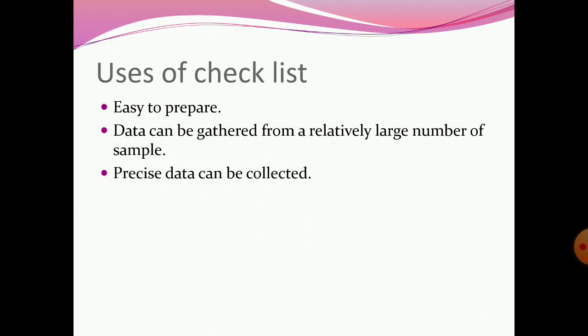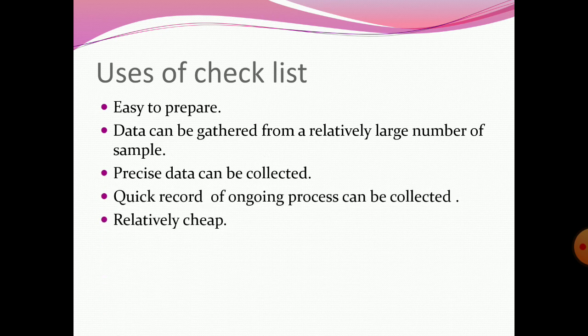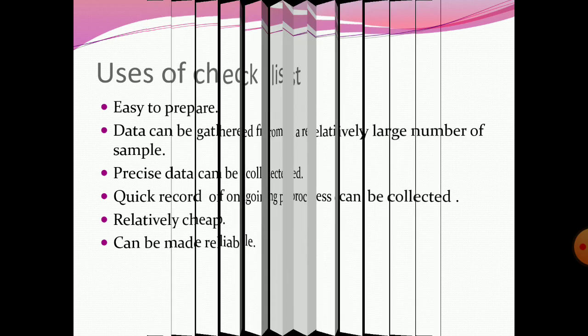Now here are the uses or advantages of checklist. A checklist is very easy to prepare. We can collect data from a relatively large number of samples. Precise data can be collected. Quick record of ongoing process can be collected. It is a relatively cheap tool. It can be made reliable by taking proper efforts while preparing it.